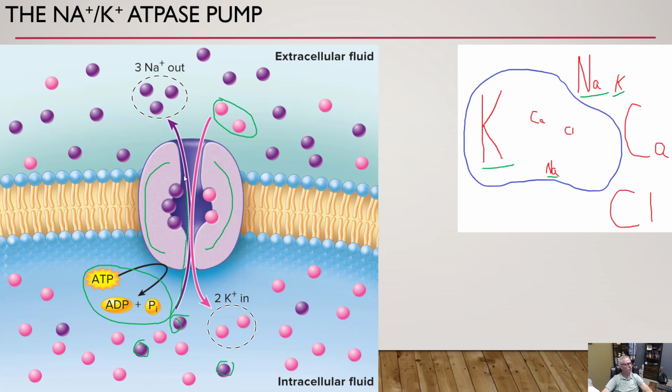And we're going to move sodium outside of the cell to where there's more sodium, and we're going to take potassiums and move them inside the cell to where there are more potassiums. We're going to move them against the concentration gradient. We will talk about this more when we get to chapter 10. So sodium-potassium pump, active process, requires ATP.